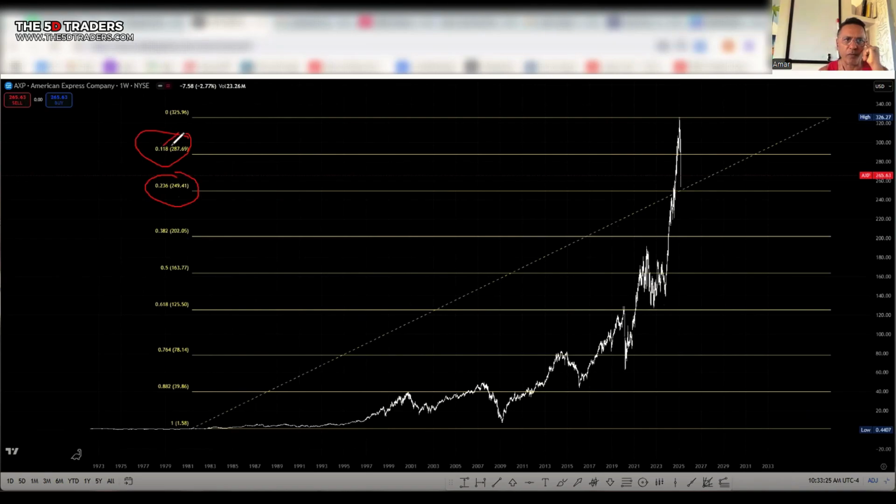So 0.118 just means the market to this level came down 11% from this high. This 23, if the market comes down to that, it came down 23% and so on. And then you have the 50, if the market came all the way down, that's the mid part between here and here. That's the middle right here. And that's the 50%.